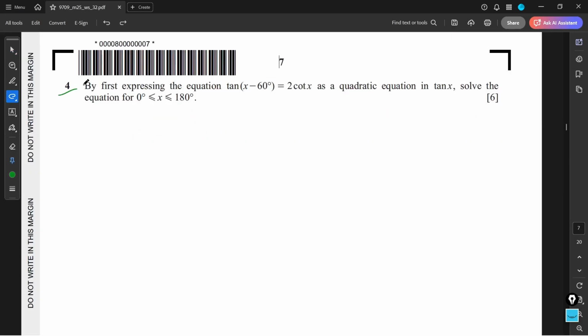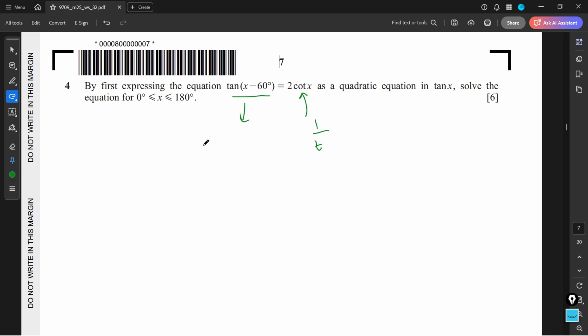And now let's move on to the next question. We are going to first express the given equation as a quadratic equation in tan x. And then we are going to solve that tan x equation for which the values of x must lie between 0 to 180 degrees. So the only concept you should be aware of here is how to convert cot x to tan x, that is simply 1 by tan x.